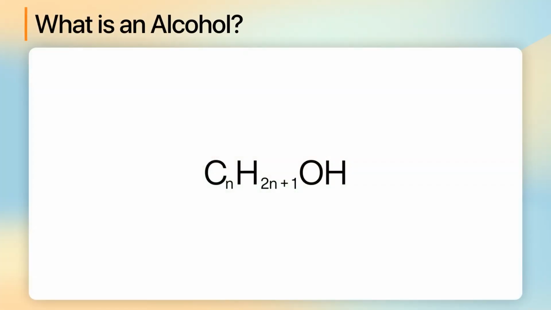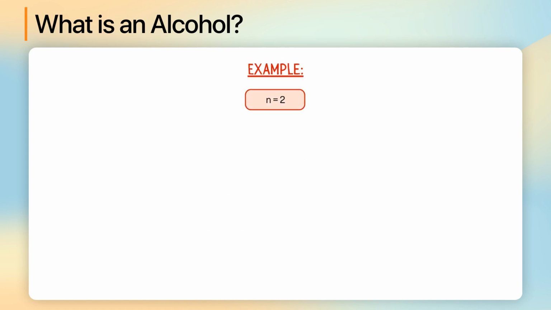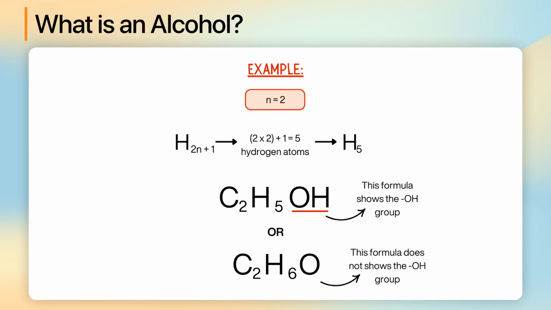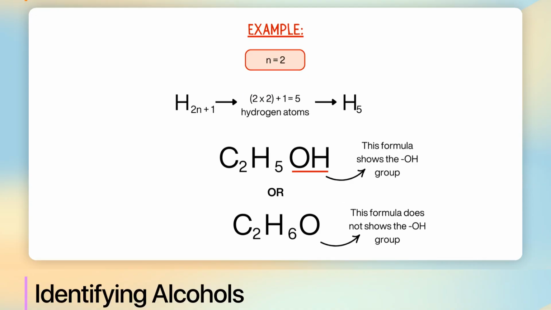The general formula for alcohols is CnH2n+1OH, where n represents the number of carbon atoms in the molecule. For example, if n equals 2, then there'd be 2 times 2 plus 1 equals 5 hydrogen atoms, giving a molecular formula of C2H5OH. You may also see this written as C2H6O. However, this way of writing the molecule does not show the OH functional group.